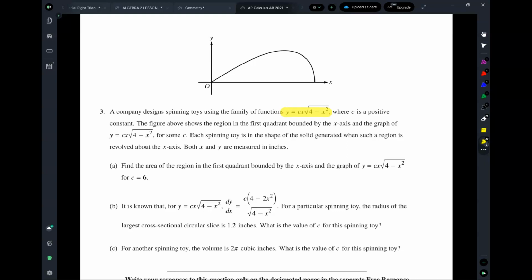The figure shows the region in the first quadrant bounded by the x-axis and the graph of this for some c. Each spinning toy is in the shape of the solid generated when such a region is revolved around the x-axis. So you put in different values of c and you get the same shape but bulged out differently. And when you rotate that, you get a solid, and that's how you get the different spinning toys of different shapes. So now, tell me again, where do you use calculus?